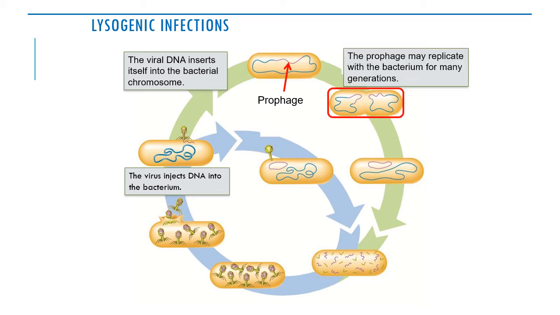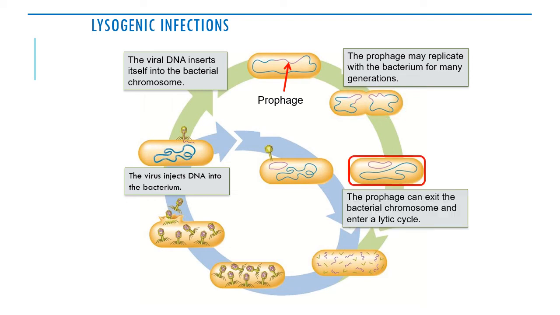Okay, the prophage may replicate with the bacterium for many generations. Notice we make a couple of cells. Then for whatever reason, the prophage, the viral DNA, can exit the bacterium chromosome, and then it just starts going straight into the lytic cycle. So something that's lysogenic can stay dormant for your entire life, or the prophage can exit and it can enter a lytic phase. And what's even more annoying about things like herpes simplex 1 is then the viral DNA can hide back in the DNA and lie dormant again.